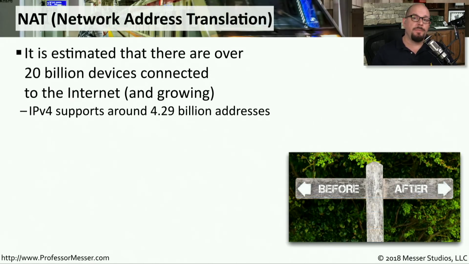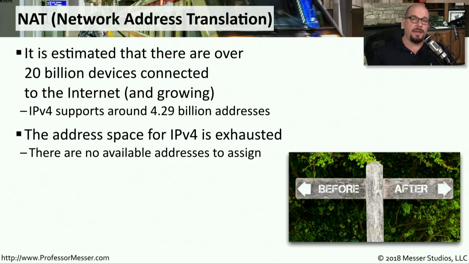Worldwide, there are over 20 billion devices that are connected to the internet, and this number is constantly growing. IP version 4 supports a total of just over 4 billion addresses. You can see that we have many more devices connected to the internet than we have IP addresses. As you can imagine, the address space for IP version 4 is completely exhausted. We don't have any additional IP addresses that we can assign to individuals.